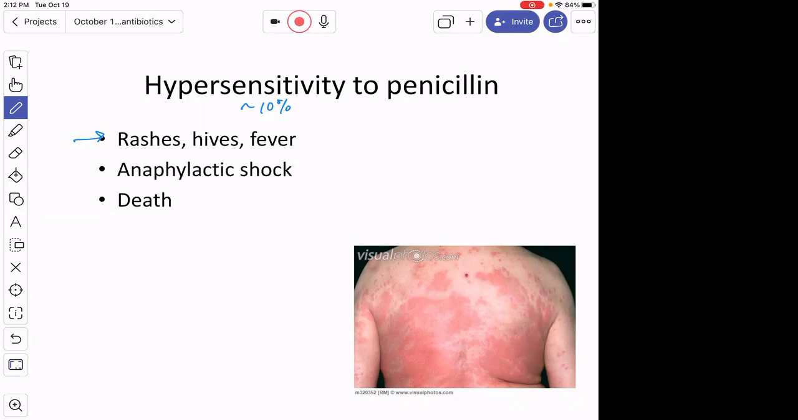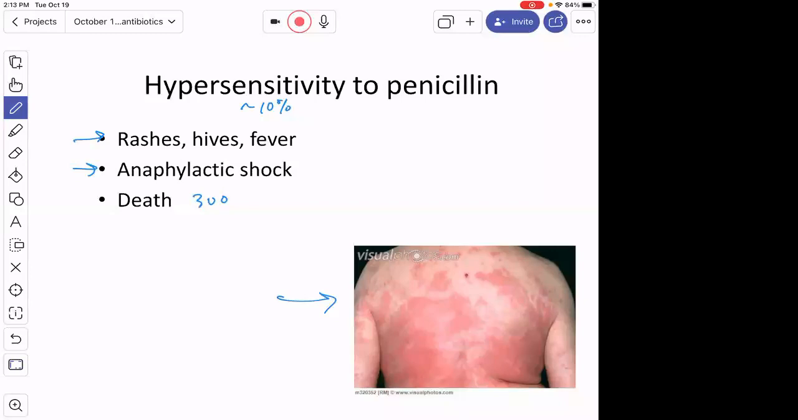One of my colleagues upstairs on the third floor of Henry had hives for 9 months after he had penicillin. If you've ever had hives before, for a few days, 9 months of that would absolutely drive me crazy. So it can be severe. Most people probably just had a little rash when they were a kid, and now they can't take penicillin anymore. But it can lead to more serious reactions like anaphylactic shock. That means your blood vessels get so leaky that you're not getting enough oxygen to your organs. And about 300 Americans die every year of a hypersensitivity reaction to penicillin.